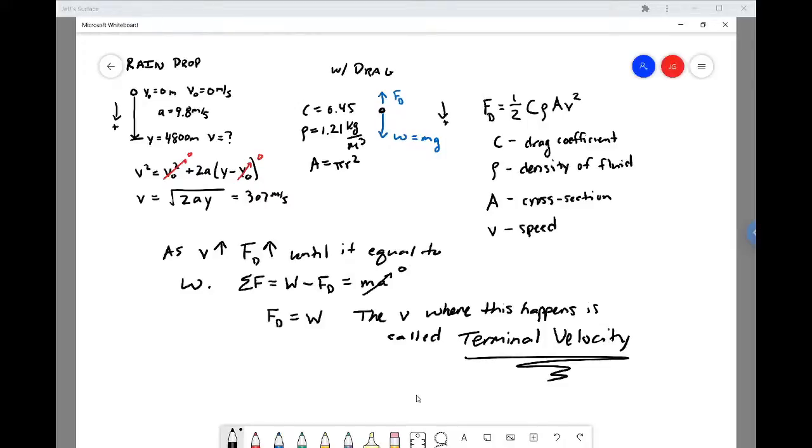And that's what part B of this problem is getting at. You are assuming the thing is falling fast long enough. The raindrop has been falling long enough to reach terminal velocity, and that's a pretty good assumption if it's been falling for 4 kilometers. And then what you do is use Newton's second law right here with the forces in play and solve for V.